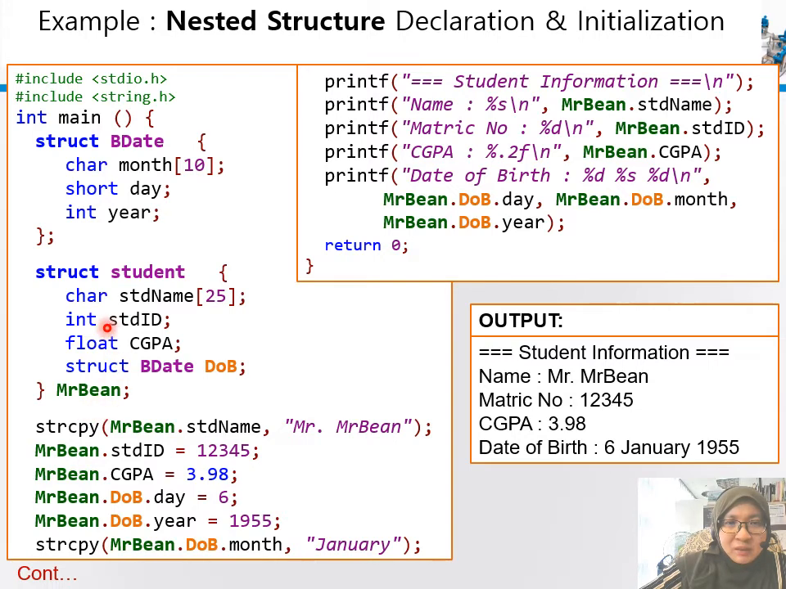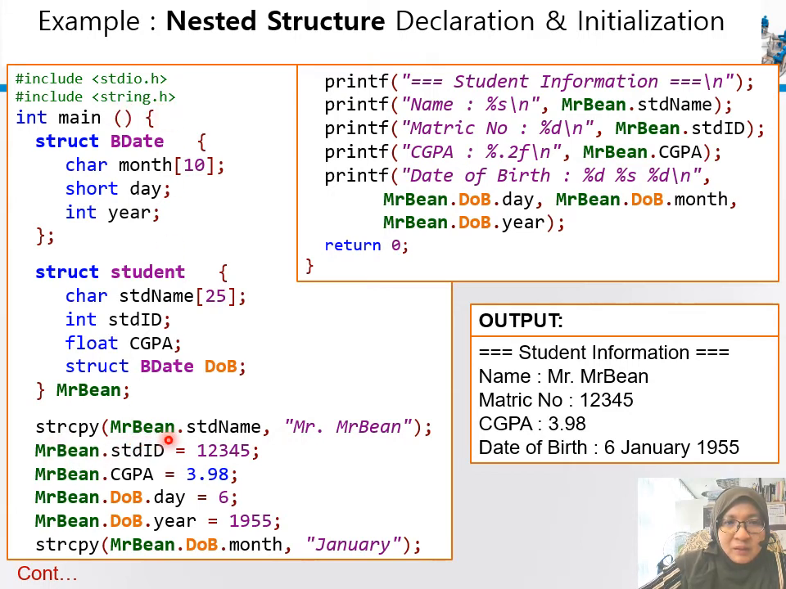Mr. Bean, which includes student name, student ID, CGPA, and the date of birth, retrieved from the bdate structure, another structure. So let's see how we input. These are all the data. We are using strcpy, so make sure you add the string.h library.